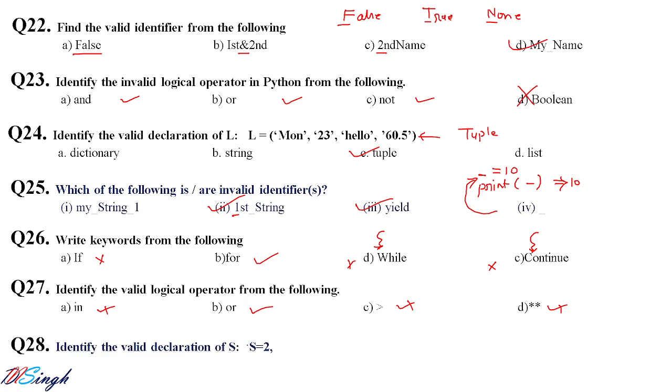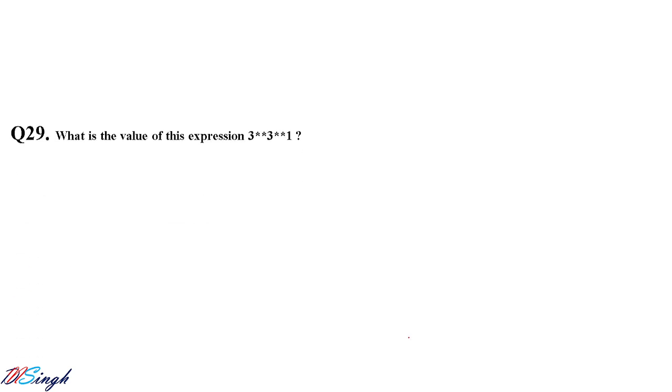Going for identify the valid declaration of s. Remember, if you write something like 2, then this s will become what? Integer. When you put a comma after it, it immediately becomes a tuple. Okay, if you want to check, just go to your Python prompt and type this, then use the function type. Type function tells you the type of your variable. So type of s will be what? Tuple. So the answer will be what? Tuple. As soon as you put a comma after that, it becomes a tuple.